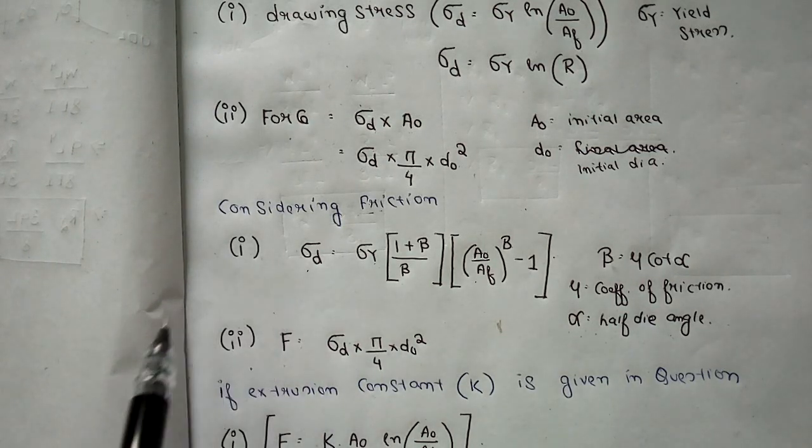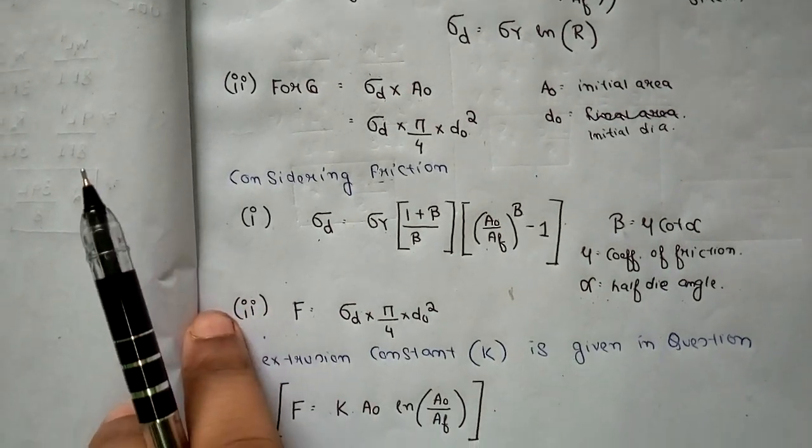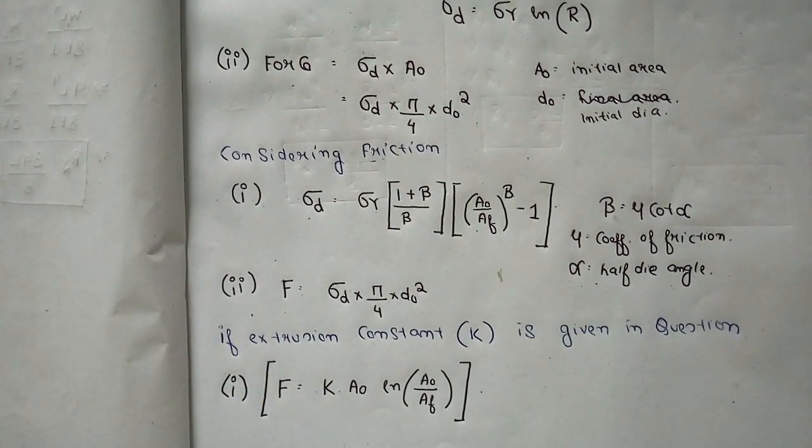So now only one formula is remaining, which is the most important formula. Many times questions are seen from this. Suppose in the question sigma y, the yield stress, is not given, and you are directly asked to find the value of F, or the force. Then what will you do?